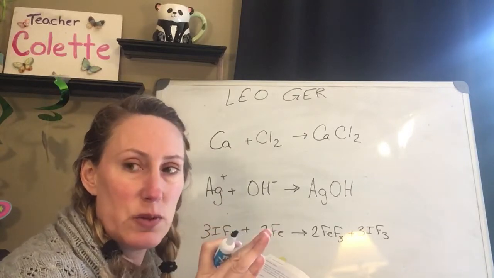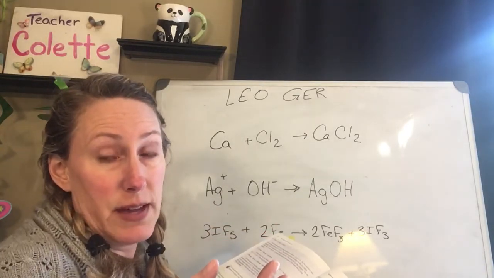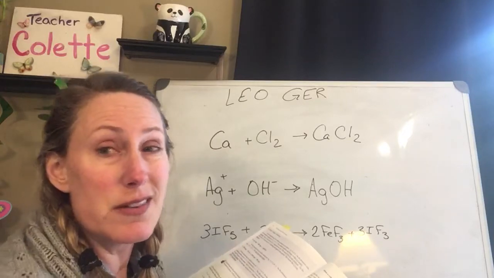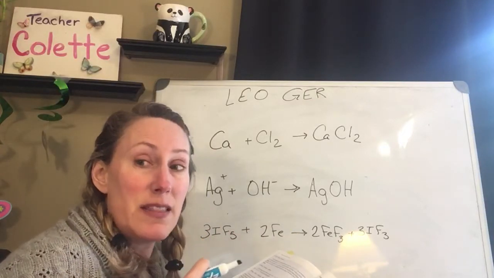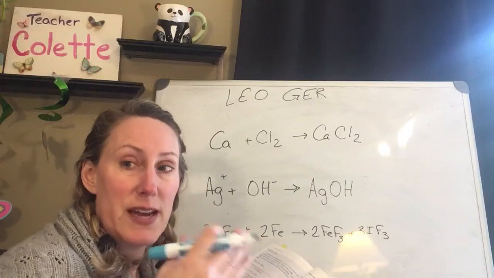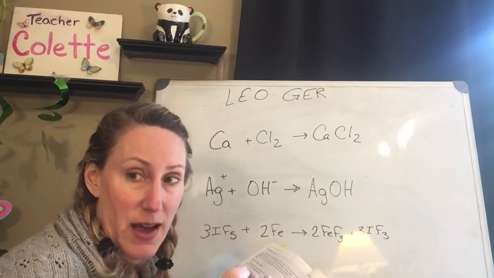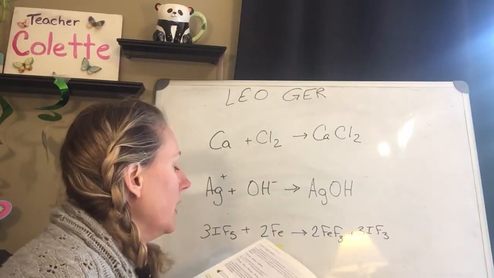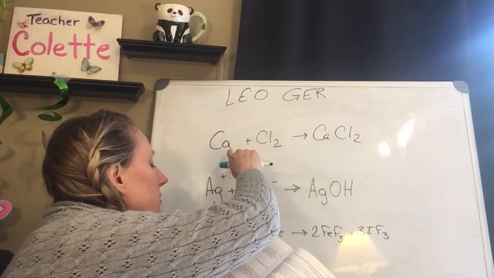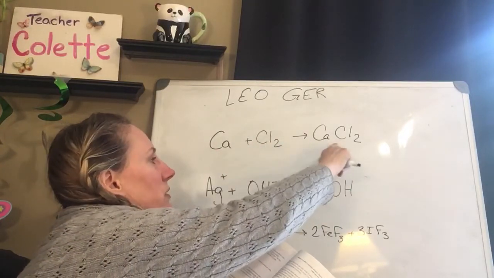or it gets oxidized or reduced, something else has to gain those electrons. So if something's losing electrons, something else has to gain electrons. That's what makes a redox reaction. Redox means something's reduced, something's oxidized. So here we have Ca plus Cl2 turns into calcium chloride.